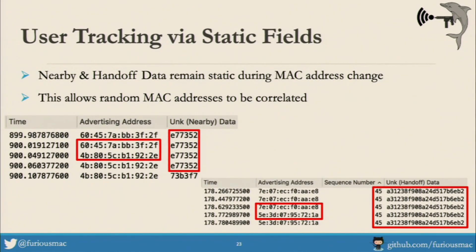Now I'm going to talk about user tracking via the static fields. Per the BLE spec, they recommend that your random MAC address changes every 15 minutes, and Apple does that. But they forgot to change something else, which is the actual data in the advertisement field. As you can see here in 2 examples, the MAC address does change, but the data stays exactly the same. So you can correlate random MAC addresses back to the same device because the data doesn't change at the same time as the MAC address.